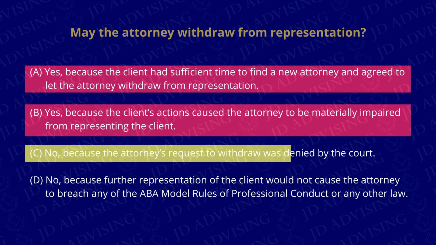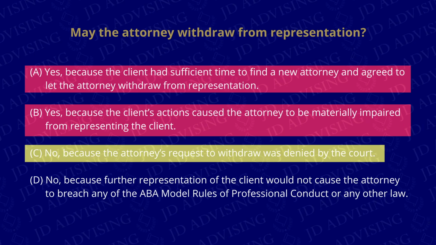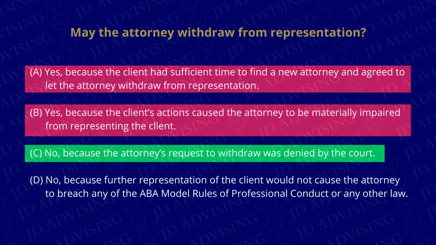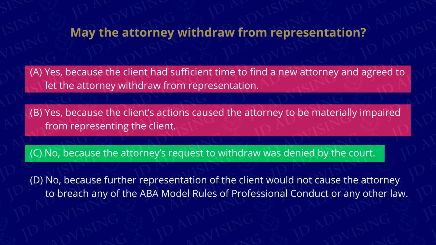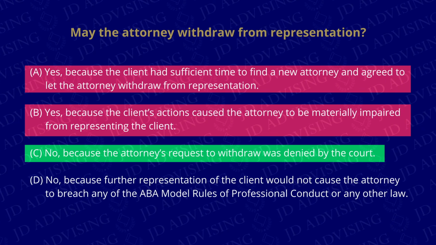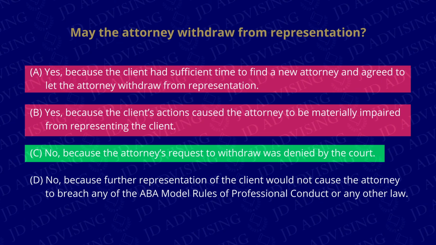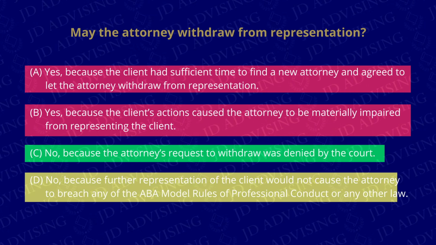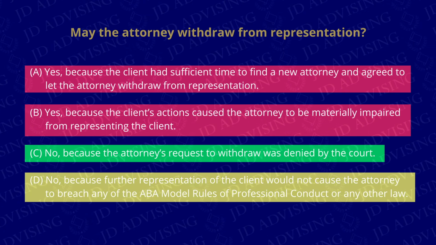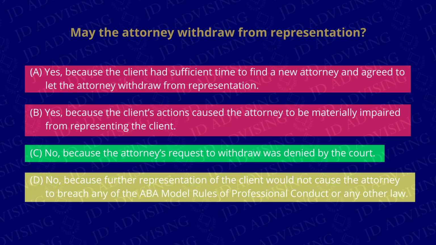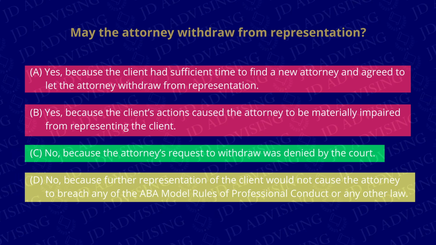Answer choice C says no, because the attorney's request to withdraw was denied by the court. C looks pretty good. It's exactly what we stated. This attorney might want to withdraw, but the attorney needs the court's permission, and it was not provided. So let's hold on to answer choice C while we evaluate D. D says no, because further representation of the client would not cause the attorney to breach any of the rules of professional conduct or other law.